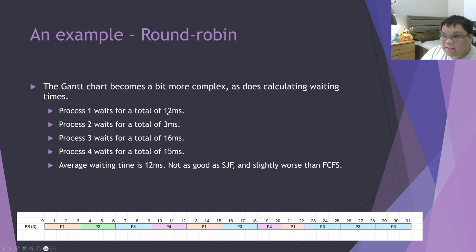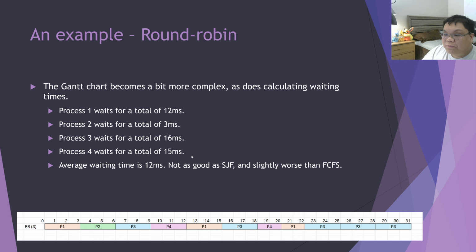I think there's an error here, but it's supposed to be waiting. Process 1 waits for 0 milliseconds the first time, 9 milliseconds the second time, and 5 milliseconds the third time. So that really should be 9, 12, 14 milliseconds. That's a typo right there. Process 2 waits for 3 milliseconds because it had to wait for P1's turn to finish. But after that, P2 finished at the end of the quantum, so it only had to wait for 3 milliseconds.